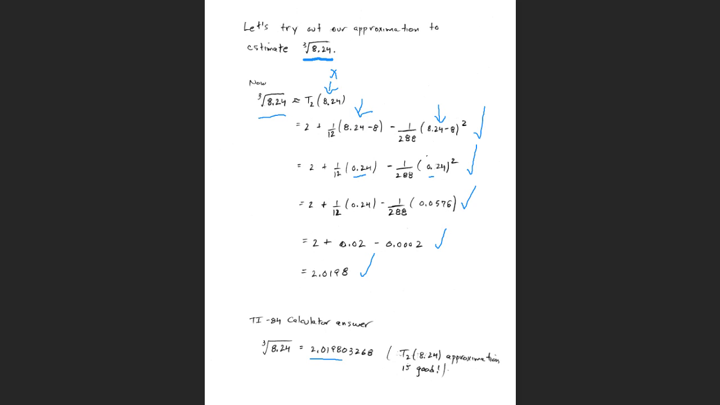Are there any questions on this? The approximation, the cube root of 8.24 is approximately 2.0198. It's not perfect, but it's pretty darn good. So this is one of the things that we like to do with these Taylor polynomials. We like to use them in applications to approximate needed values.